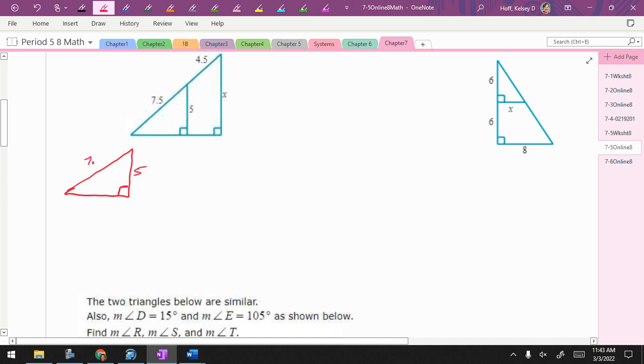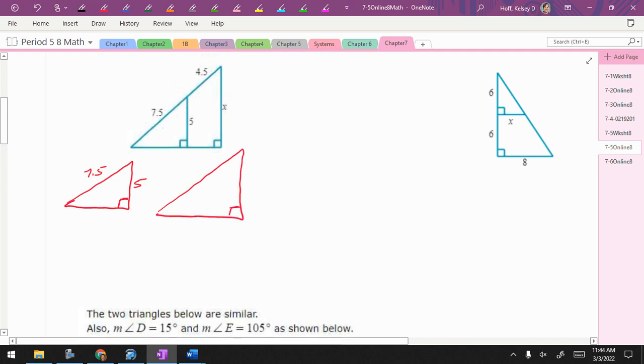5 and 7.5. Then there's a big right triangle. What numbers go on that one? X and 12. How'd you get 12? Adding the two sides. Okay, so 4.5 only goes from here to here. So if I need this whole hypotenuse, I have to add these together, which absolutely is 12.